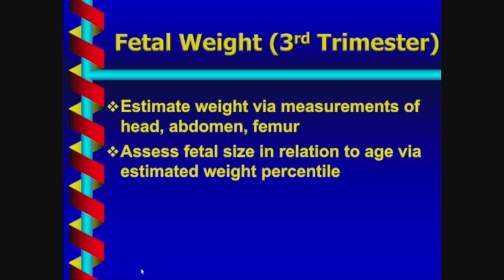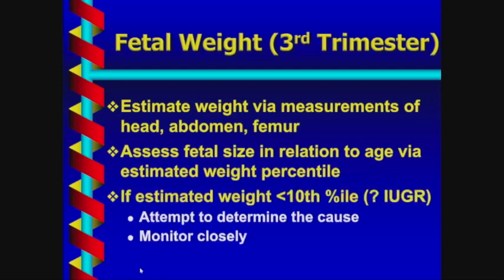Once you have an estimate of the fetal weight and you know your best estimate of gestational age, based generally on a first trimester ultrasound these days, assess the fetal size in relation to the age to get the estimated fetal weight percentile. If it's less than the 10th percentile, suspect growth restriction, and then you have to head off on a course of assessment for that, attempting to determine the cause of small size and monitor closely.